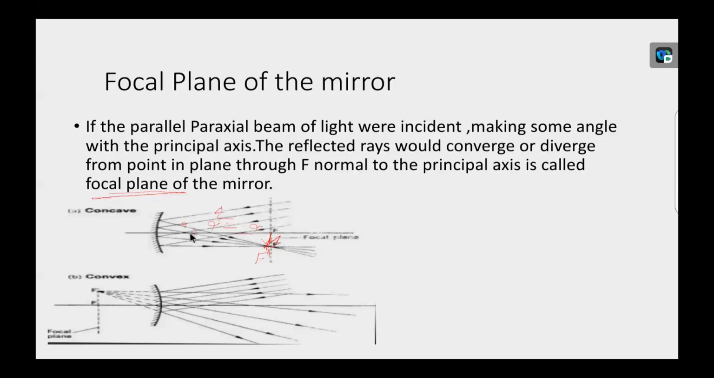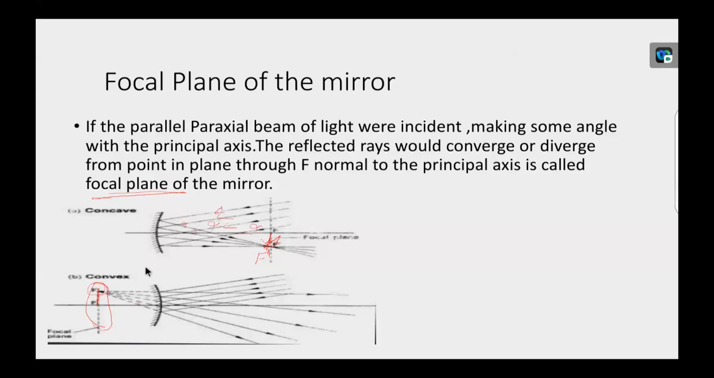For a concave mirror, convergence takes place. For a convex mirror, we get a divergent beam. When you extend the divergent beam backward, all the rays meet at one point. That point we have taken as F dash. From F dash to the principal axis, we have drawn a perpendicular. We name this the focal plane.